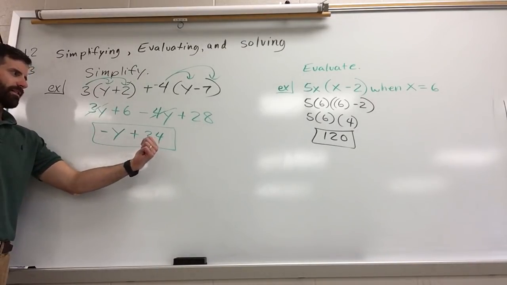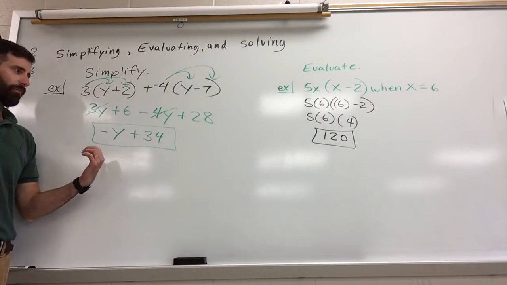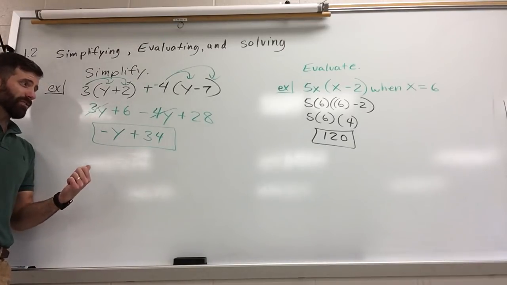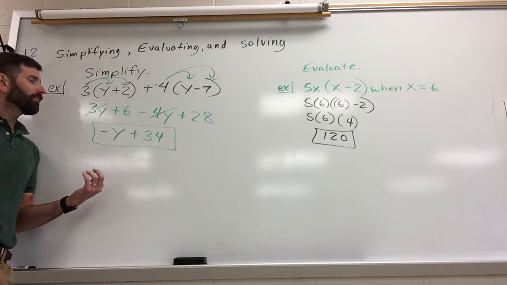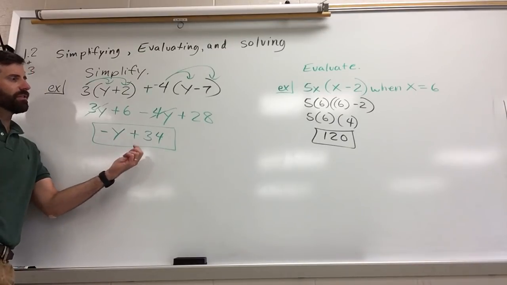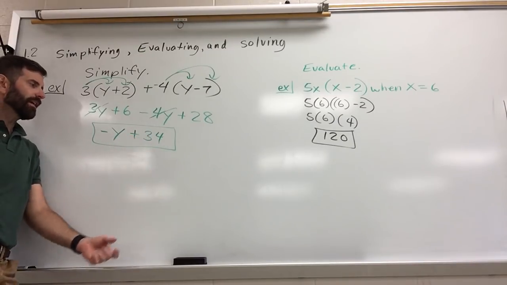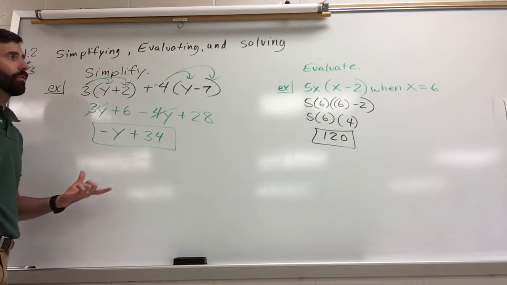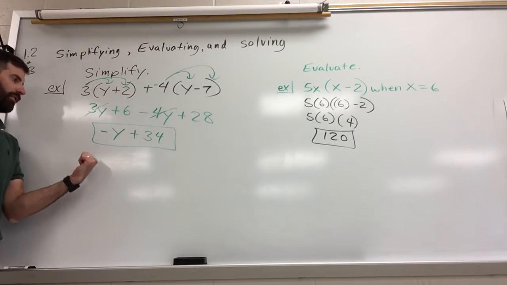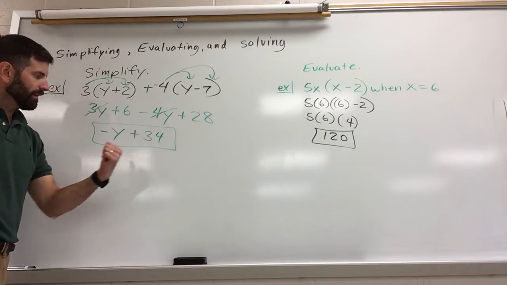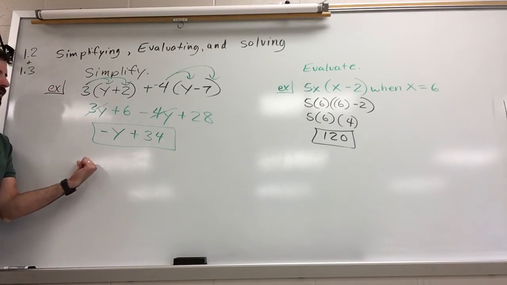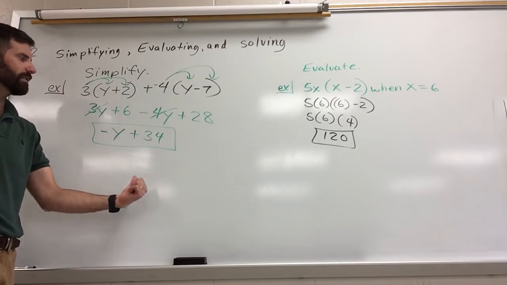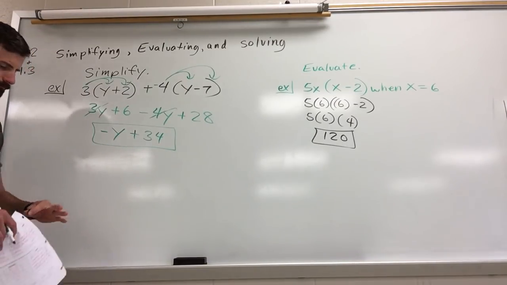You could write this as 34 minus y. That would be equivalent. But we want to be in the habit of writing our answers in a standard format where the variables come first, the constants come at the end. If you have different variables with different degrees or exponents, they would go down the line. You'd start with the biggest exponent, the biggest degree term first, followed by the next lowest, and work your way on down.